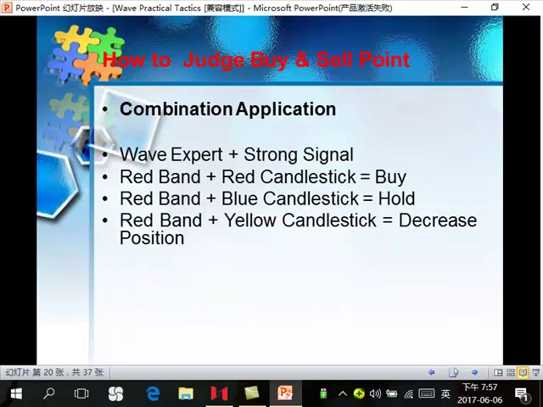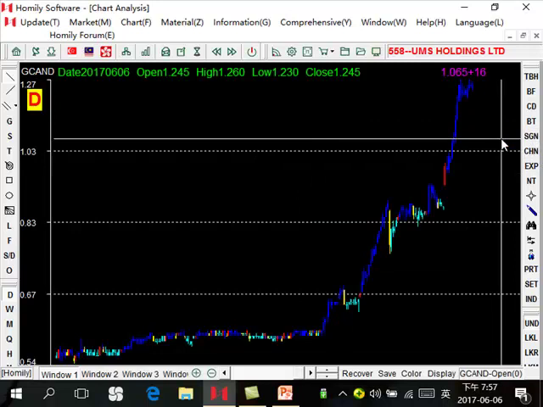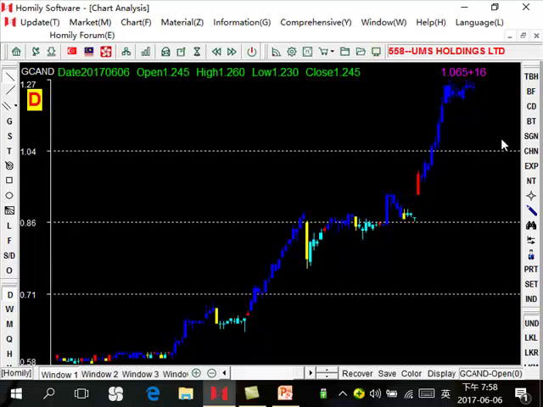Just now we learned how to catch the wave expert. The next one, we know the strong signal, right? What are the advantages of the strong signal and the wave expert? The wave expert can help you to hold strong stocks for a long time, okay? But the strong signal can give you the buy and sell points clearly, okay? So if you combine these two functions, you can catch the good buy point and sell point, okay? So let's see the strong signal. With the strong signal, the buy point and sell point are easy. It's simple. The red candlestick is the buy point, blue means holding stocks, yellow is the sell point, then light blue is for holding money, okay?